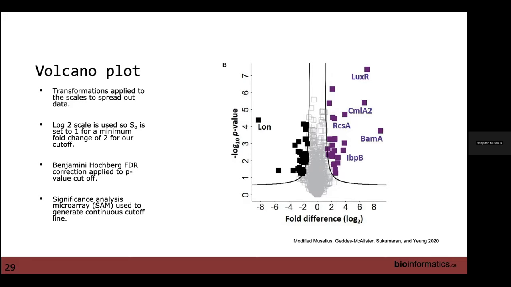So what we do is we have what we call a SAM, or a significance analysis microarray, and that gives us the nice curves that we see on the volcano plot over there, assigning more weight to either the fold change or the p-value, depending on how extreme the value is. So as one value becomes more extreme, we require a lower cutoff for the other value. And as I said, Benjamini-Hochberg, the FDR correction, was applied to the p-value cutoff as well. And some of you may note, looking at the bottom there, I said a difference of 2, but it's a log 2 scale. So on the actual axis, it shows 1.